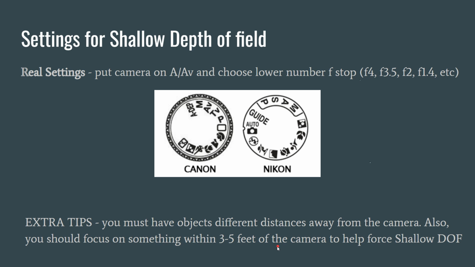Let's say that you were out in the countryside and there was a horse in front of you and a barn in the background and then some trees much farther away. If you focus on the horse and you use A or AV and these lower f-stops, that will help you get the barn and the background out of focus. However, even with those same settings, if you focused on the barn or the trees in the background, it actually makes it harder to create shallow depth of field. So you definitely want to focus on something within 3 to 5 feet.